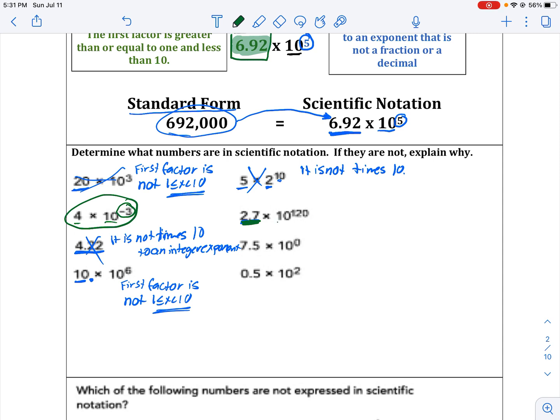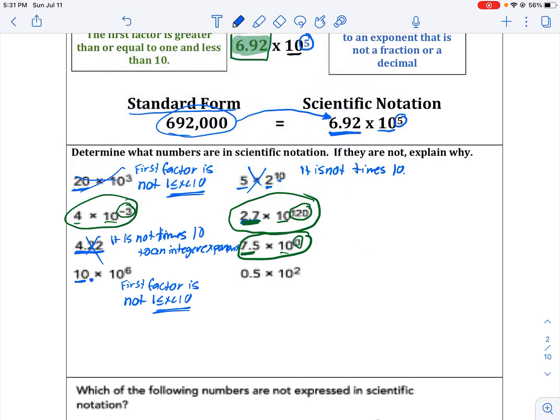Next, first term is between 1 and 10. Check. It is times 10. Even though 120 is a large number, it is an integer exponent. So therefore, this is scientific notation. 7.5 is between 1 and 10. It is times 10. 0 is an integer exponent. That is also scientific notation.